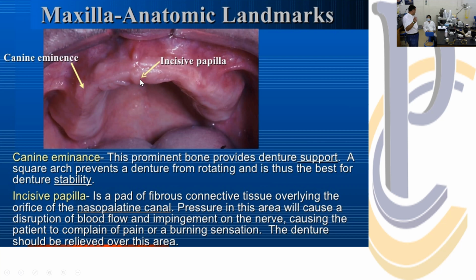We use this to find the midline. We find the midline and we set the teeth on it. This is the canine eminence. The canine is the corner of the mouth. So sometimes, for the corner of the mouth, you can find it at the canine eminence.